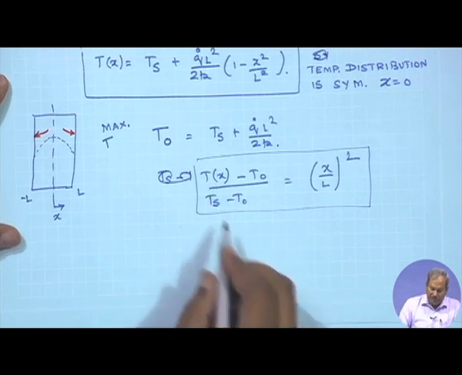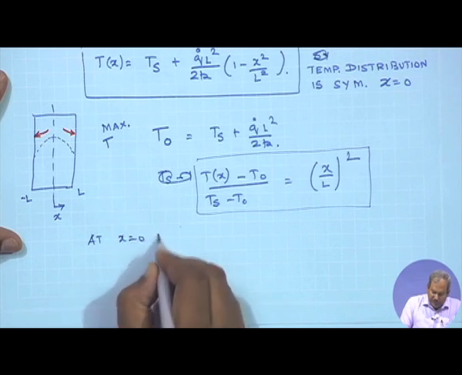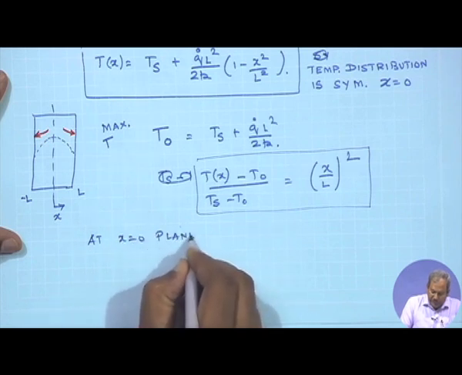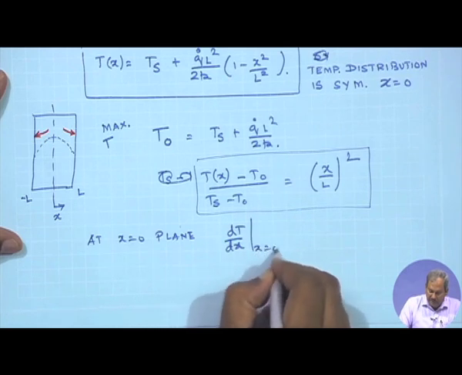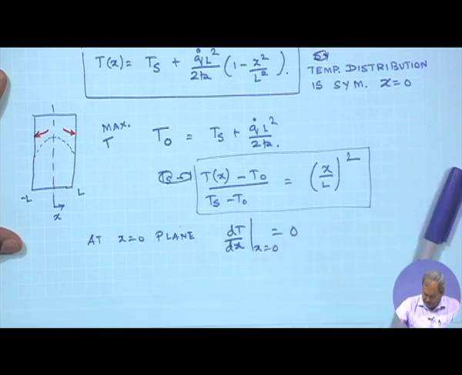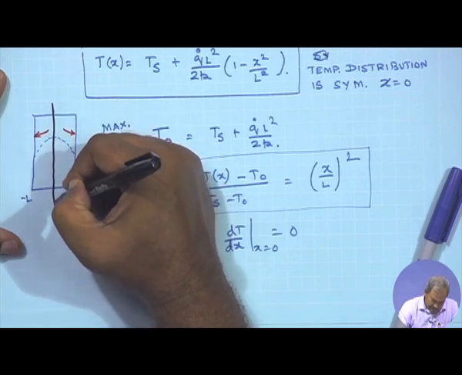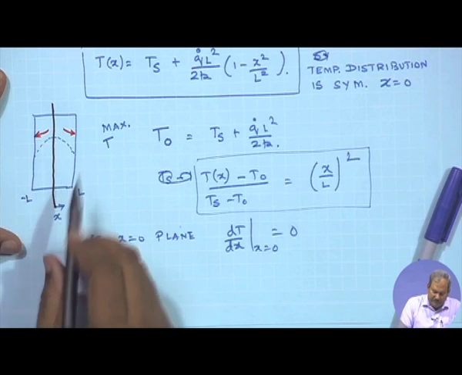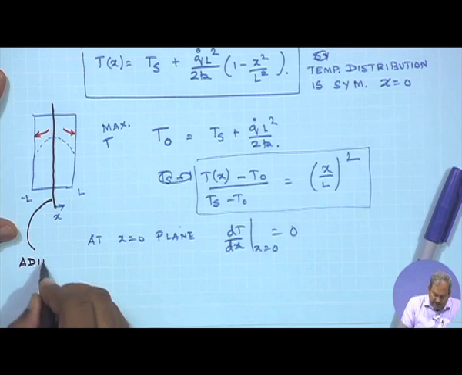And this would be the dimensionless form of the equation. And at the x equals 0 plane, what you see here is that dT/dx at x equals 0 is 0. So the plane that you have over here at which dT/dx is 0 can be called an adiabatic surface.